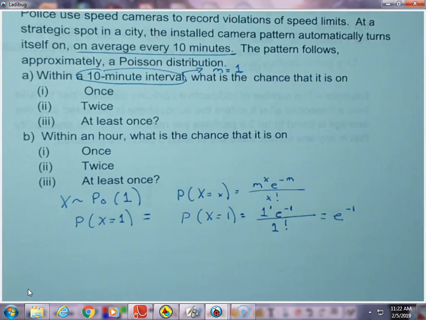Why do I have to use all that? That's the formula for a Poisson distribution. They told me it was.